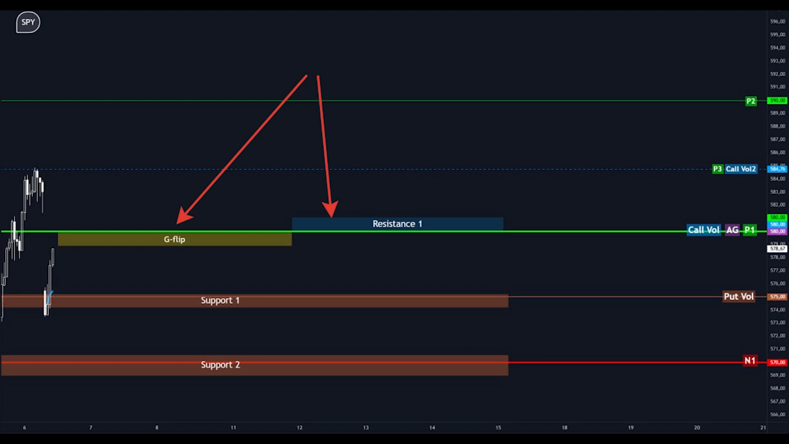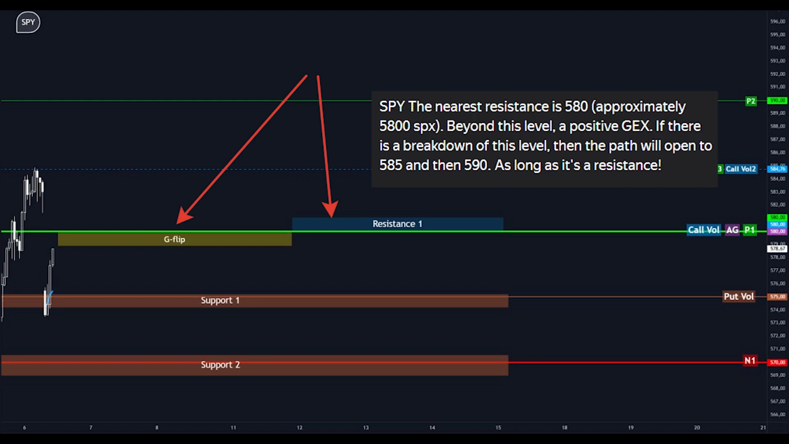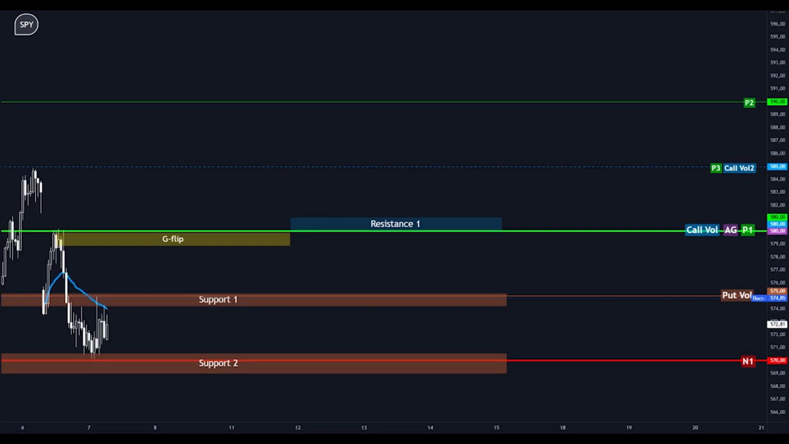Well, you can read the post that I wrote at the time that, according to SPY, the nearest resistance is 580, beyond this level begins positive gamma exposure. If there is a breakdown of this level, the path will open to 585 and then 590. Well, I noted once again that so far this is just resistance. As a result, that day the price could not break through this level. It went to test a strong support zone that was at 570.